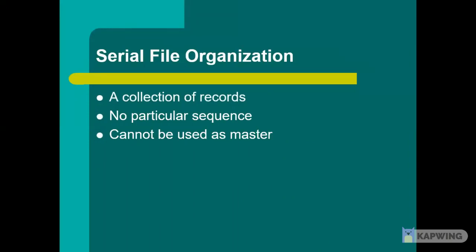This file cannot be used as a master, because if you want to find any record starting with F, as it is stored serially, F may be at the last also. So starting from the first record, you should go on searching till you get the record starting with F. Serial file organizations are used as a temporary transaction file.